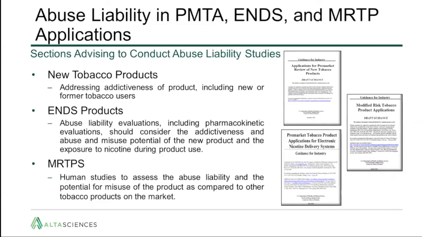So it starts with the guidances for industry that the FDA has issued. There are 3 of them that particularly hone in on new tobacco products. That is, any new tobacco product that has been issued. This guidance addresses the addictiveness of the product. We also have a specific guidance for the ENDS, which is the electronic nicotine delivery system, and for the MRTPs, which is the modified risk tobacco product application. And the common theme to all 3 of these is that they all address and need to address the abuse potential or addictiveness of the products.